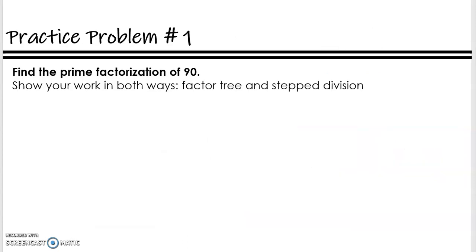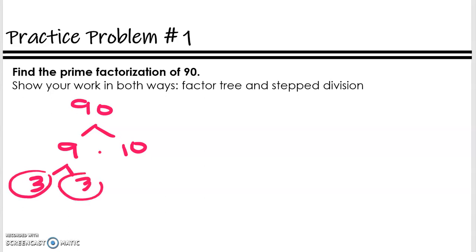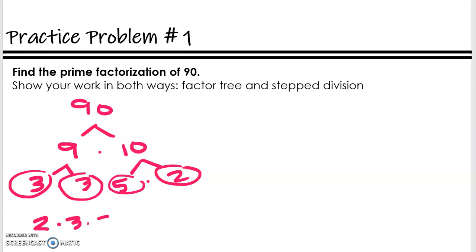Let's go ahead and try practice problem 1. Find the prime factorization of 90. Show your work in both ways. So let's start with our factor tree. And in my brain, I think of 9 times 10 first. So that's what I'm going to start with. But these can both be factored. I can continue to factor 3 times 3. And I'm done here because 3 is a prime number. And then 10 is 5 times 2, and both of these are prime. So I'm done. The prime factorization would be 2 times 3 times 3 times 5.